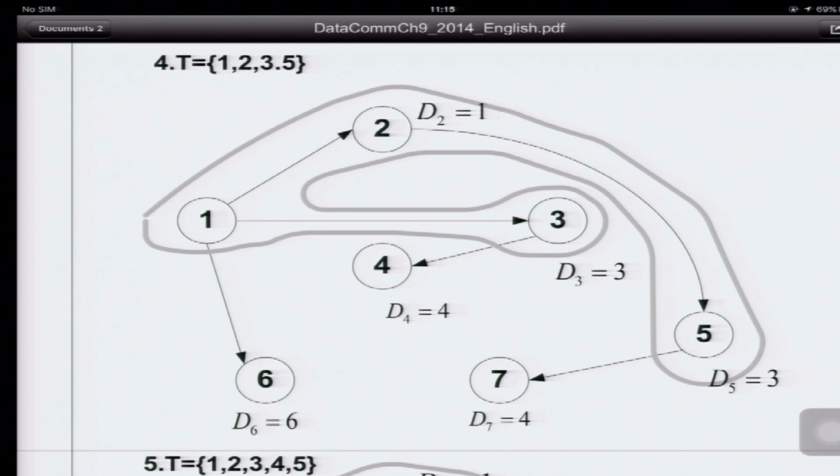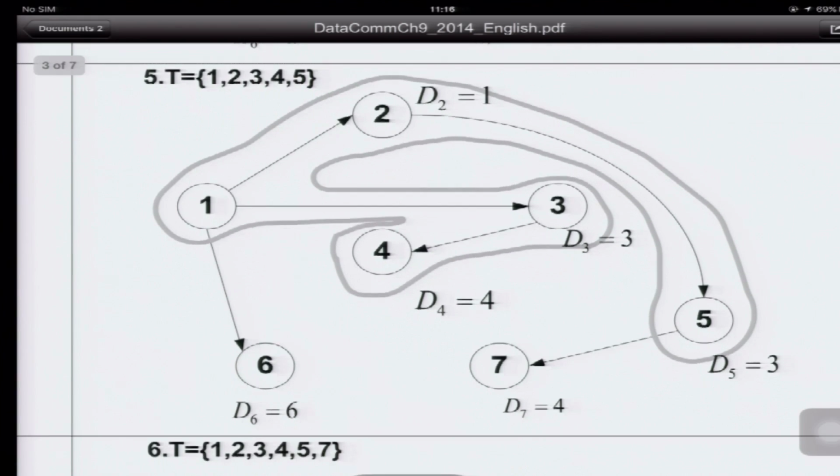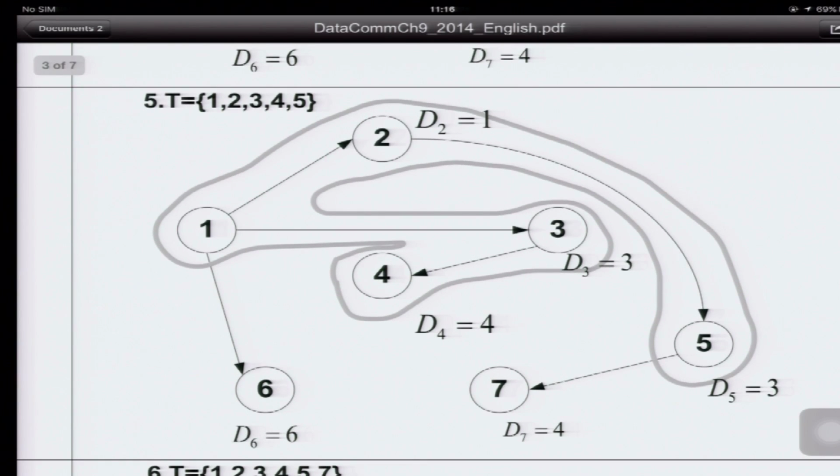Next, we have to include one more node, right? Node number 4 and node number 7, they are the same cost, so you can include either 4 or 7. But again, I will include in order. So I will include node number 4 first. And find the neighboring node of node number 6 and 7 that is not included, that is connected with the least cost to the node in the set. It's found that it's still the same path.